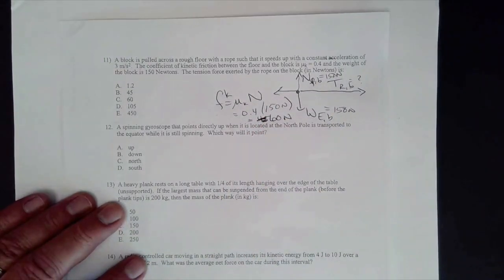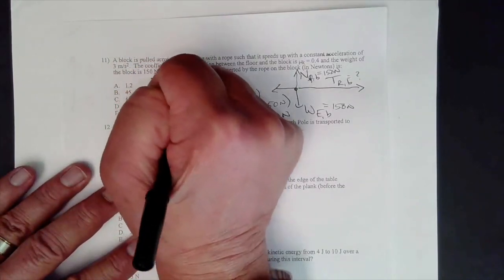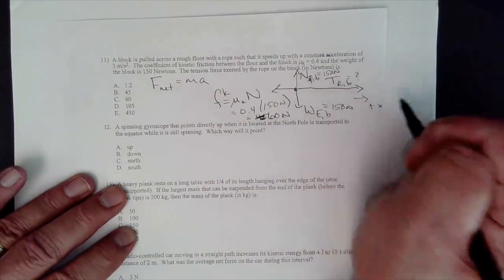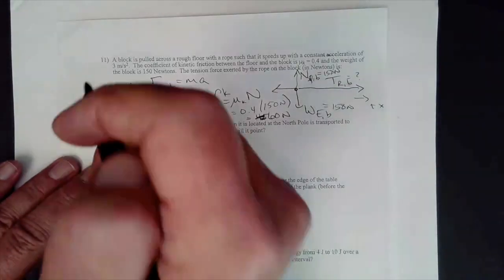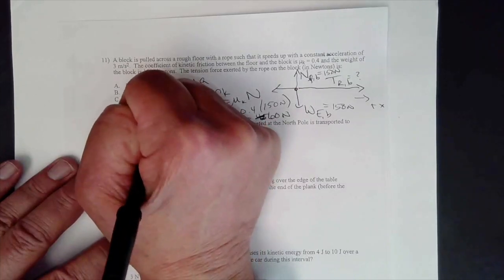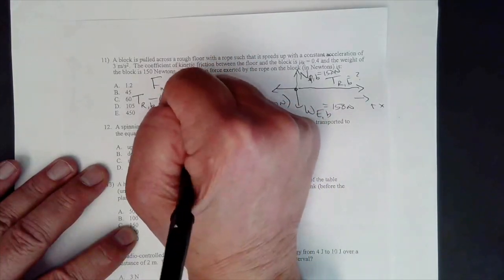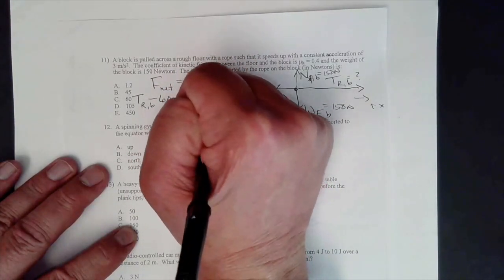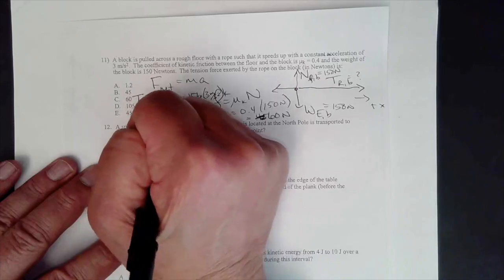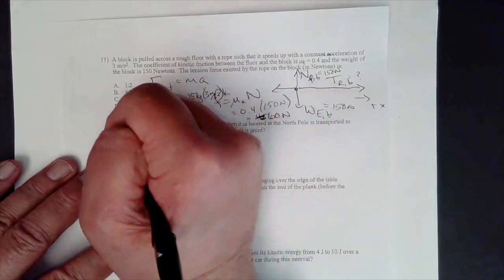Okay, now I know that Newton's second law always applies, and so if I call to the right the positive direction, I've got the tension force by the rope on the block to the right minus the friction of 60 newtons is equal to the mass of this, which is 15 kilograms, times the acceleration of 3 meters per second squared. And that's going to give me a tension force by the rope on the block of 105 newtons. So the answer is D.